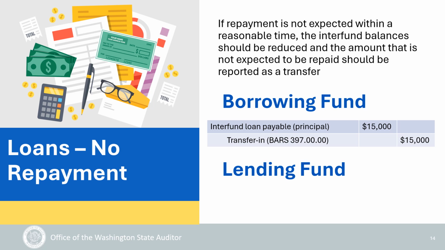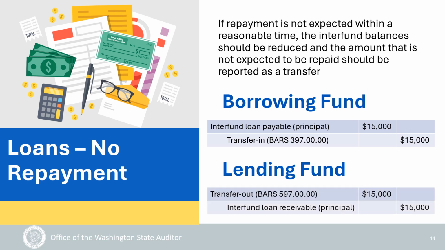In the borrowing fund, we debit interfund loan payable to reduce it, and this is offset by a credit to transfer in. In the lending fund, we credit interfund loan receivable to reduce it, and this is offset by a debit to transfer out. Okay, that's it for interfund loans.